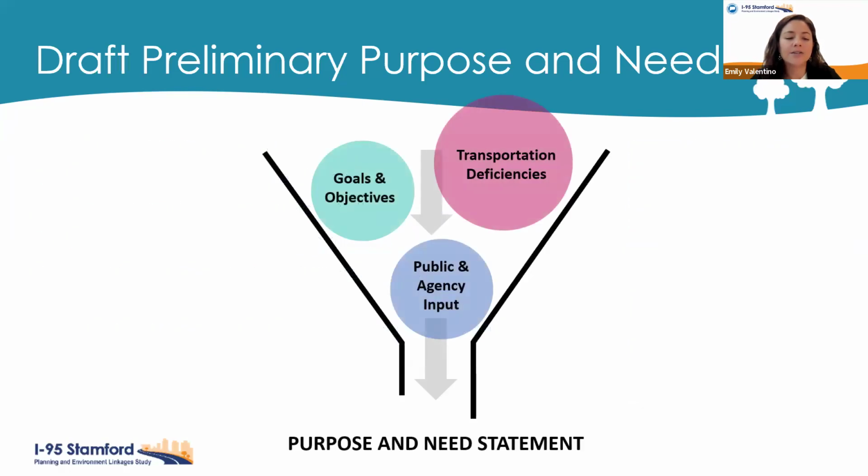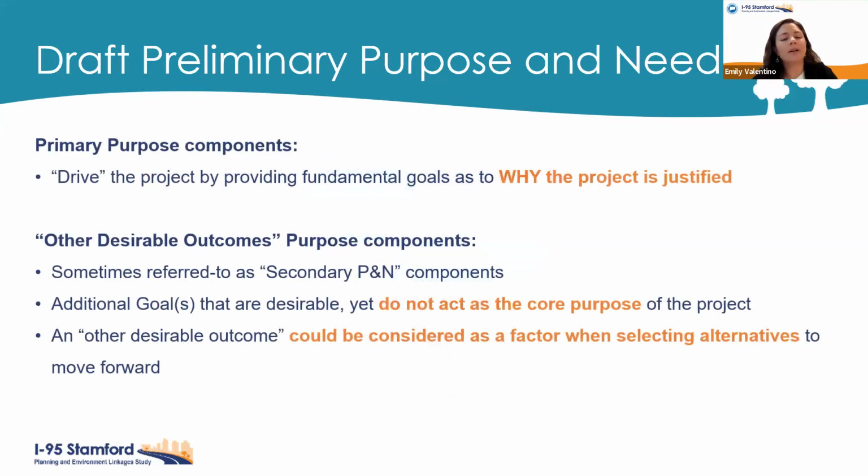What goes into a purpose and need statement, we'll talk about next. That is goals and objectives of the study. Again, John mentioned that at the beginning. Transportation deficiencies, everything Andy and I just talked about. And of course, throughout the whole process, public and agency input. So your feedback is important to us, and we would love to hear from you. Next, we'll talk a little bit of the components.